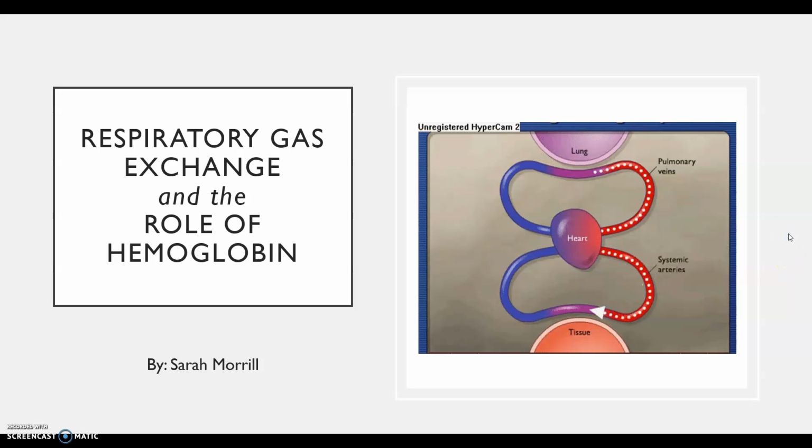Hi everyone, my name is Sarah, and in this video we're going to be discussing respiratory gas exchange and specifically the role of hemoglobin. Shown to the right on this first animated picture, we're going to be discussing how the oxygen that we take in our lungs travels to the heart before being dispersed out into the tissues, and how this process is facilitated by the binding to hemoglobin.